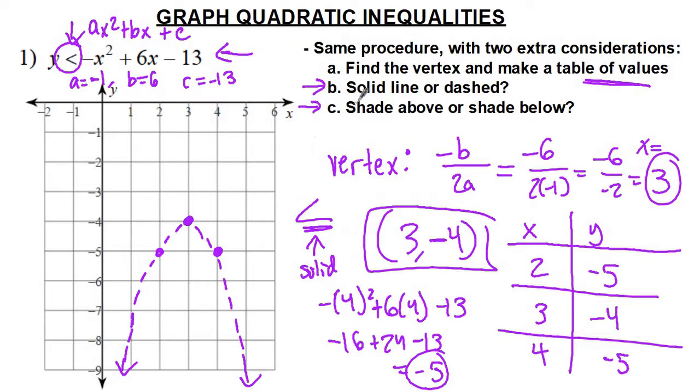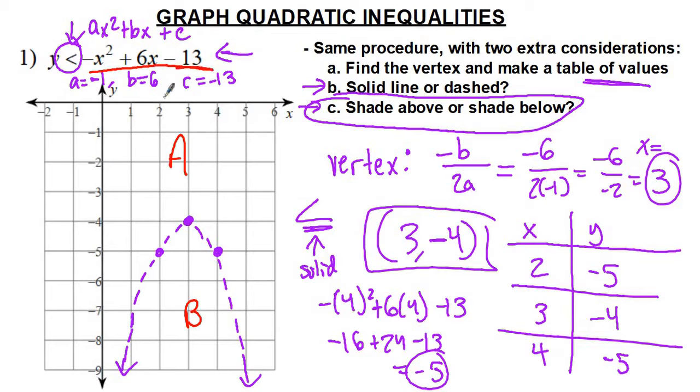And then here's the second consideration: should we shade above or below that line? Let me draw this. We'll call this region A, and we'll call this region B. Which region, A or B, indicates that y is below this line, y is less than that line? I'll show you how to check if you're not sure, but maybe you'll be able to tell me that region B is clearly below that line.